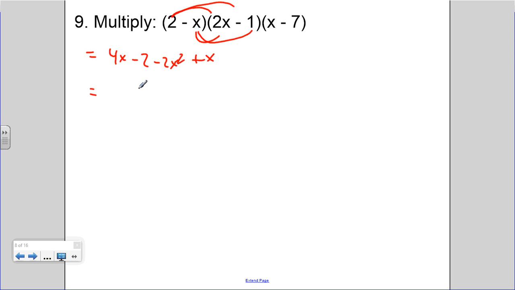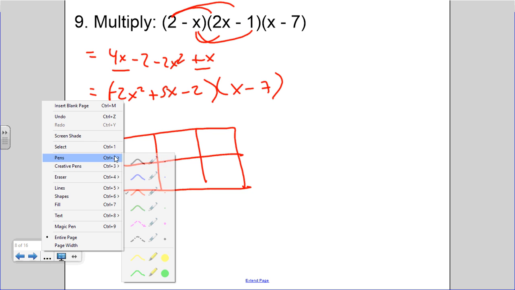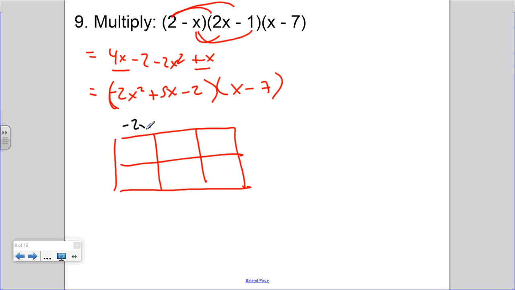So write it in standard form. So I would lead with negative 2x squared. Then combine 4x with x and get 5x. And then I have a minus 2. So now I'm going to take this result and multiply it with x minus 7. So I need a 3 by 2 box. So negative 2x squared plus 5x minus 2, x minus 7.